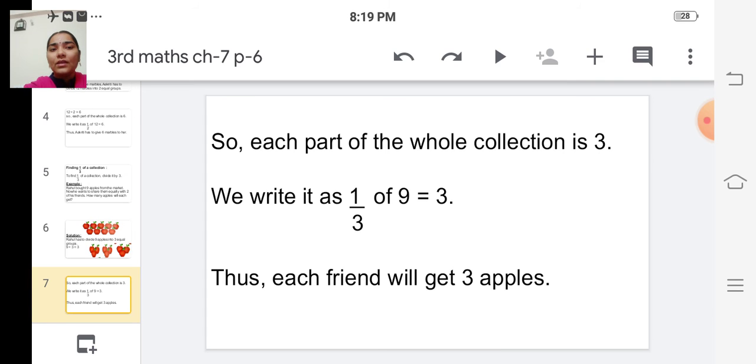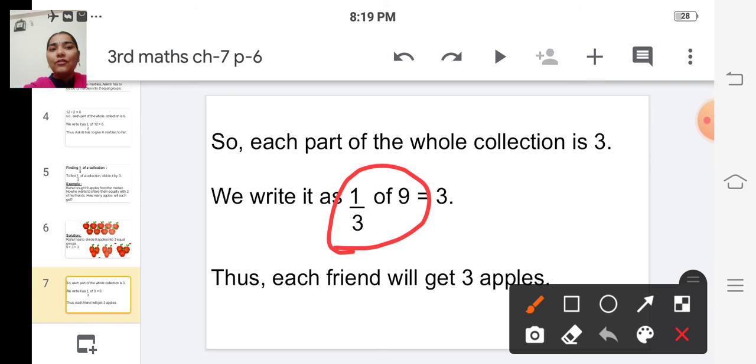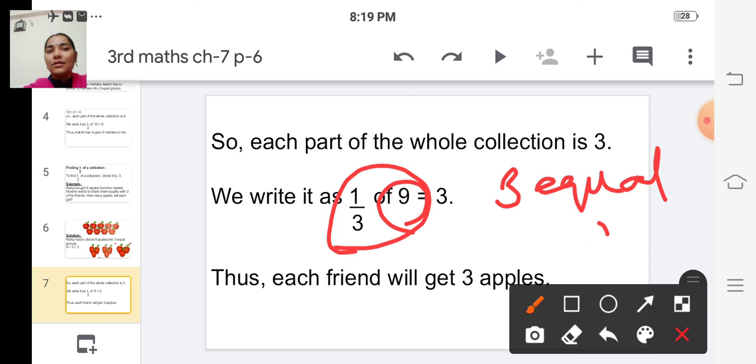Okay. So we can write it as 1/3 of 9 because we have divided these 9 apples into 3 equal groups, isn't it? 3 equal groups. So we can say that 1/3 of 9. Okay.